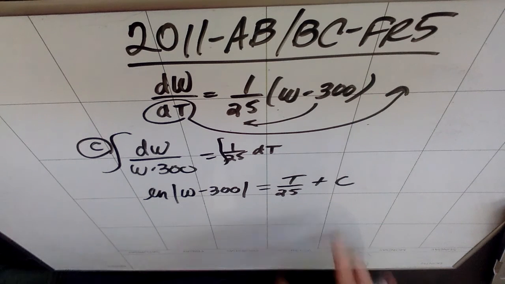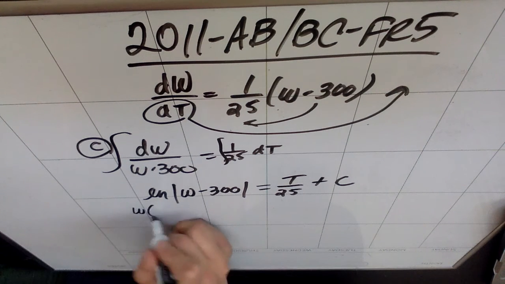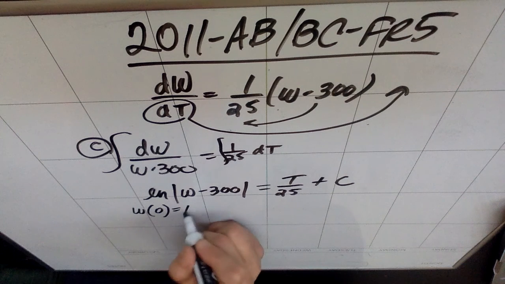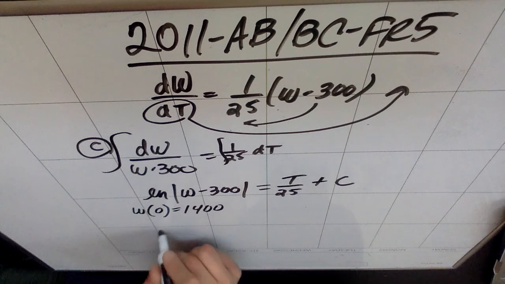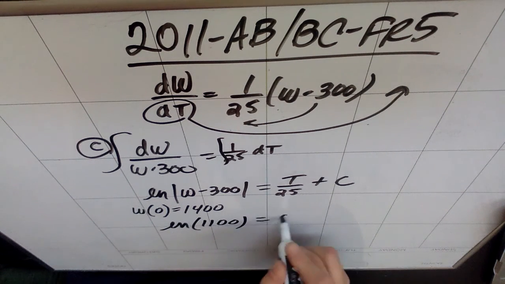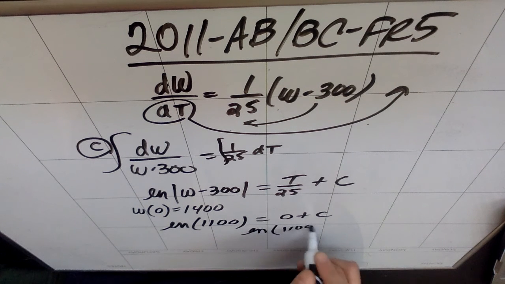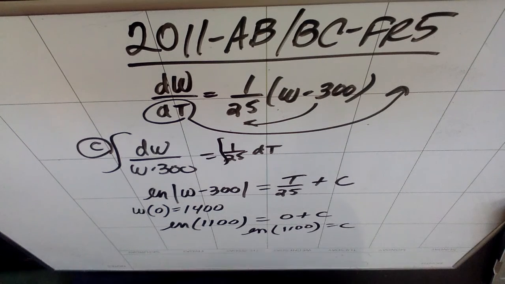Now, I can either plug in and find C now, or I can solve and then find C. Doesn't matter. It's a different approach. So I'm going to go ahead and show you what happens if I plug in W of 0 equals 1400. I'm going to get the natural log of 1100 equals 0 plus C. So it looks like my C is the natural log of 1100, and that's fine. I'm going to show you a different way to do this in a sec. So I get that C.